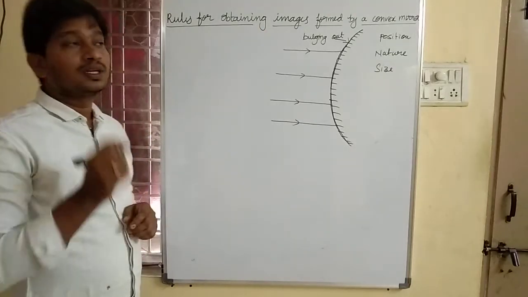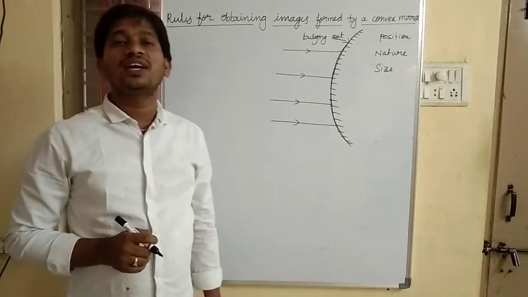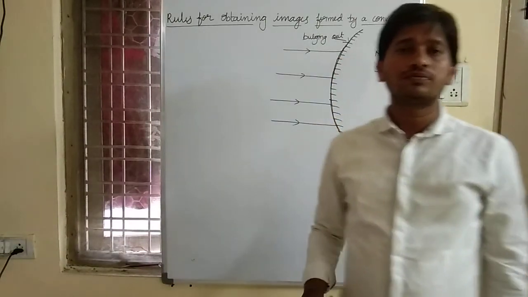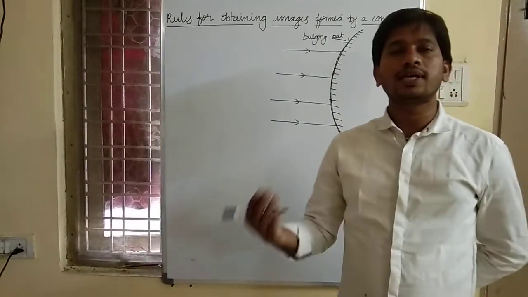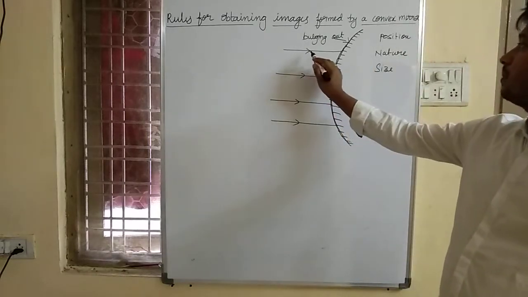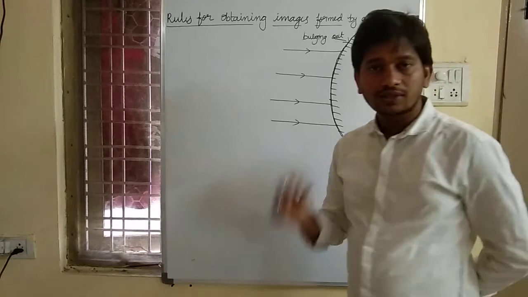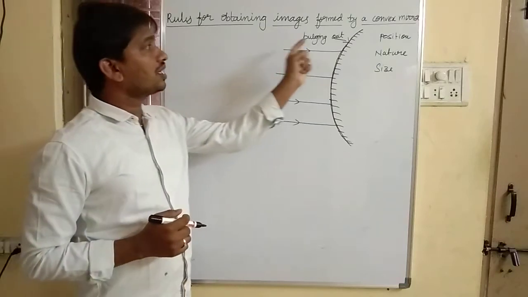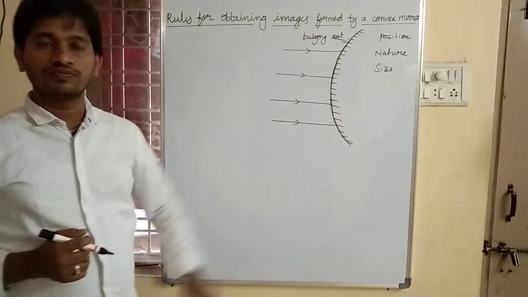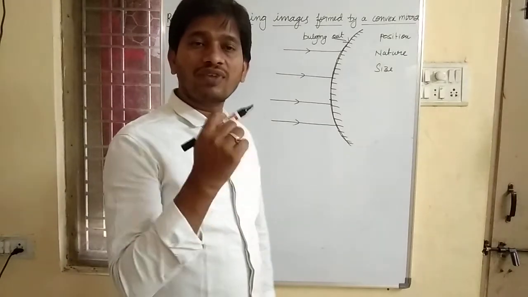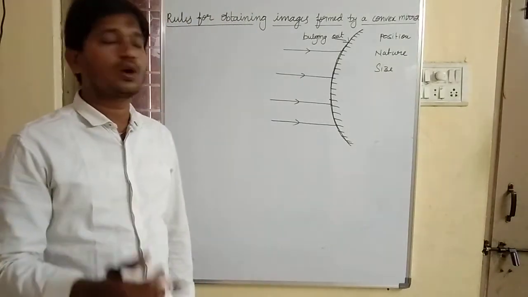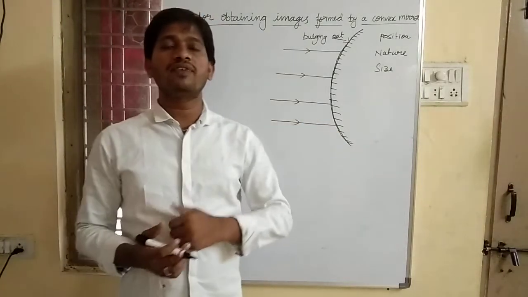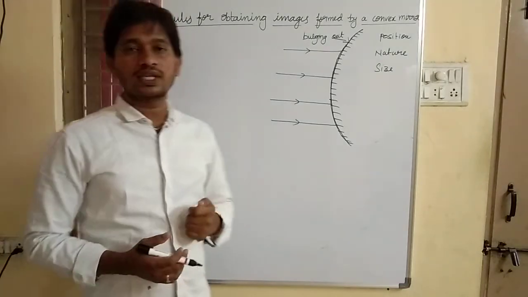should remember the paths of the falling light rays. If you want to construct ray diagrams for the convex mirror, what do we have to know? We should remember the paths of the falling light rays. We call these the rules for obtaining images formed by a convex mirror. Certain rules say in which direction that ray will come. So those rules we will discuss now.